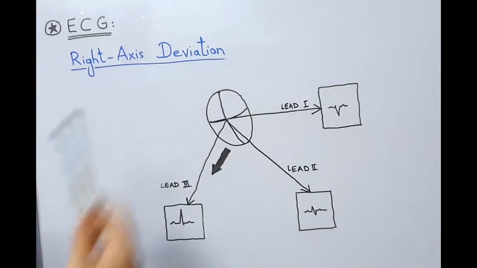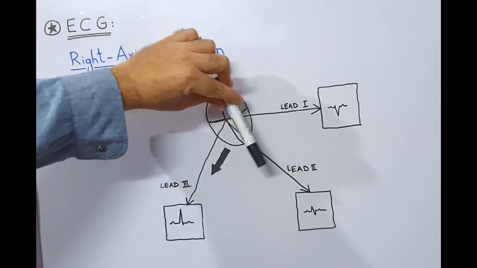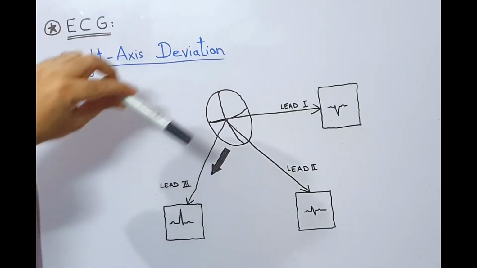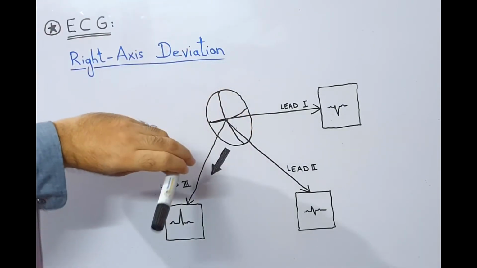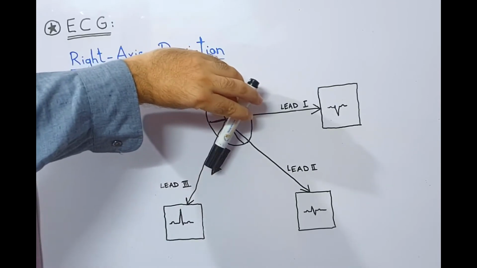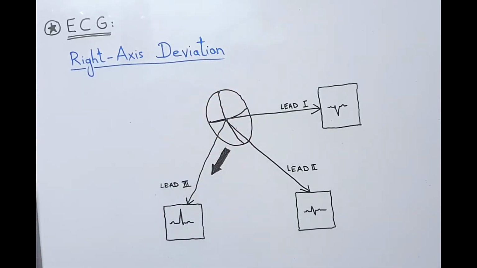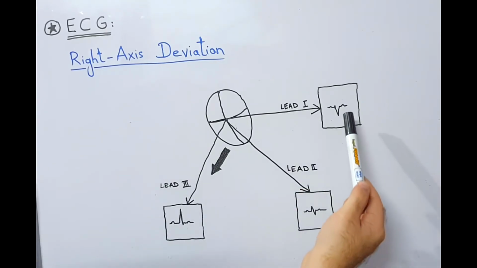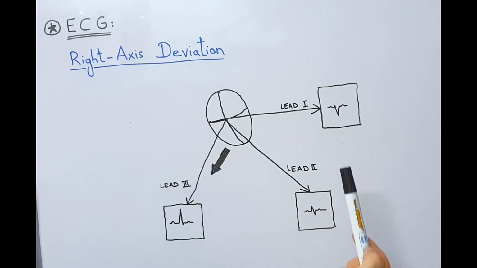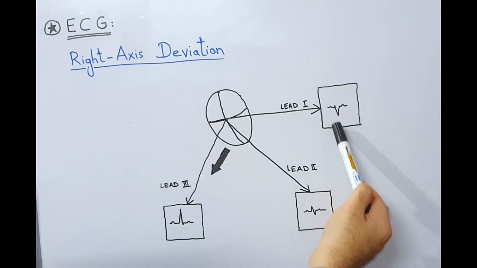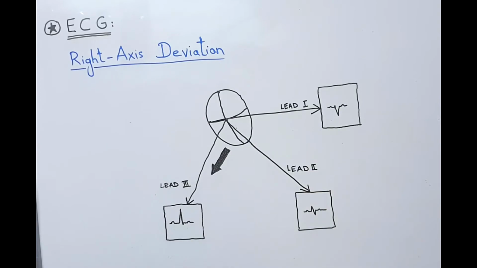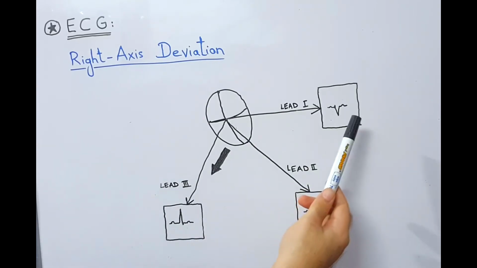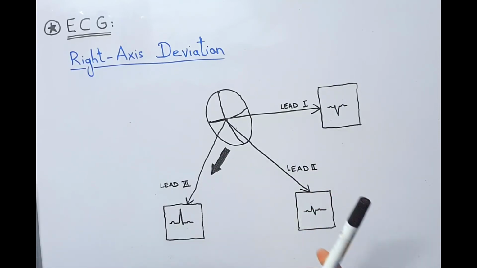In right axis deviation, the cardiac axis shifts towards the right. Normal cardiac axis is pointing in this direction, while in right axis deviation the cardiac axis is pointing in this direction. Now what are the changes that are going to happen in lead 1, 2 and 3? First of all, the most important thing is that lead 1 becomes negative. Becoming negative means that the S wave is quite large as compared to the R wave. So the lead is overall negative. This is the most important change that happens in right axis deviation.